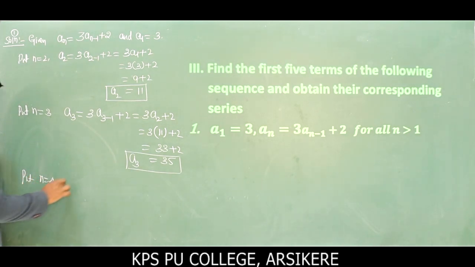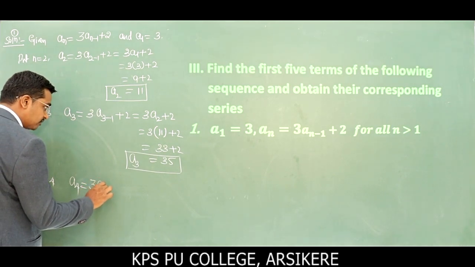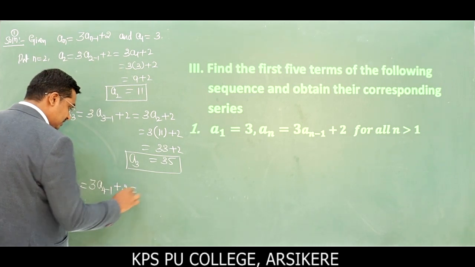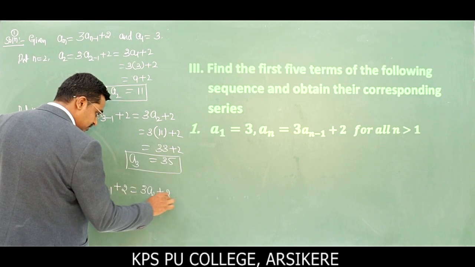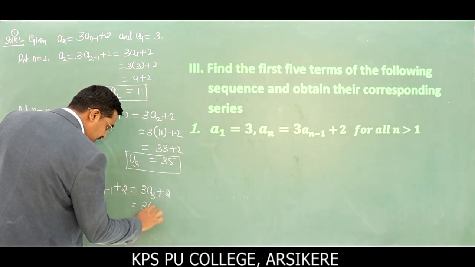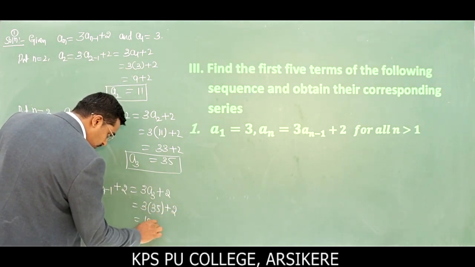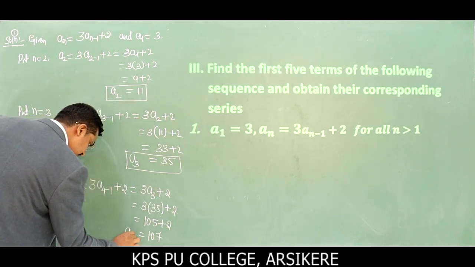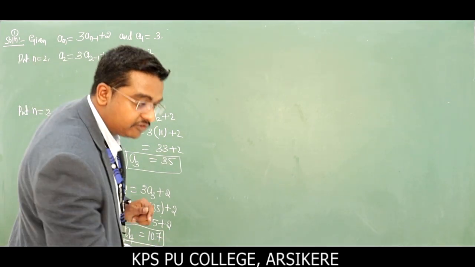Put n is equal to 4. a4 is equal to 3 times a4 minus 1 plus 2, which is 3 times a3 plus 2. Substitute a3 is equal to 35. 3 into 35 plus 2, 105 plus 2, that becomes 107. This is a4. Similarly, we need to find the fifth term.